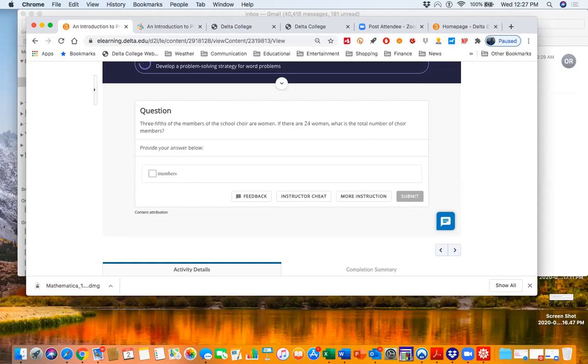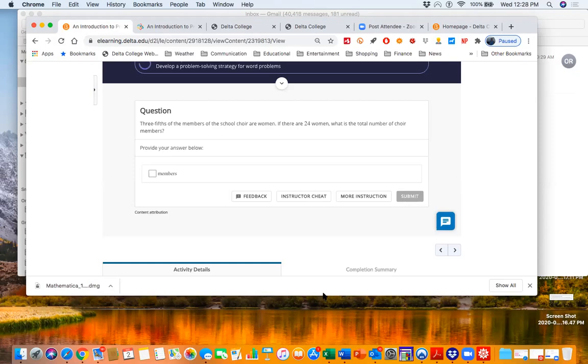And I think if I look at my sentence up above, it's a sentence, it's just missing a period. 3/5 of the members would be 3/5 of M are women. So equal the number of women, which is 24. So how do I solve that equation? 3/5 of M equals 24. What could I do to get rid of the fractions there? Multiply both sides by 5.